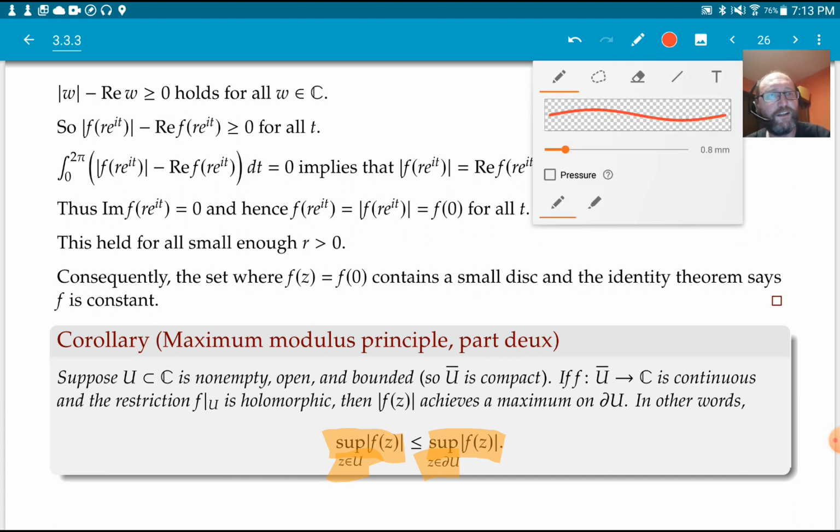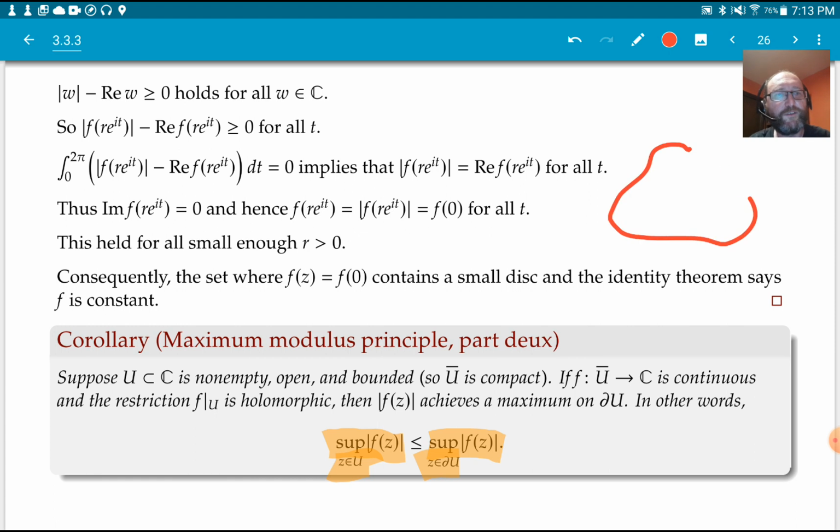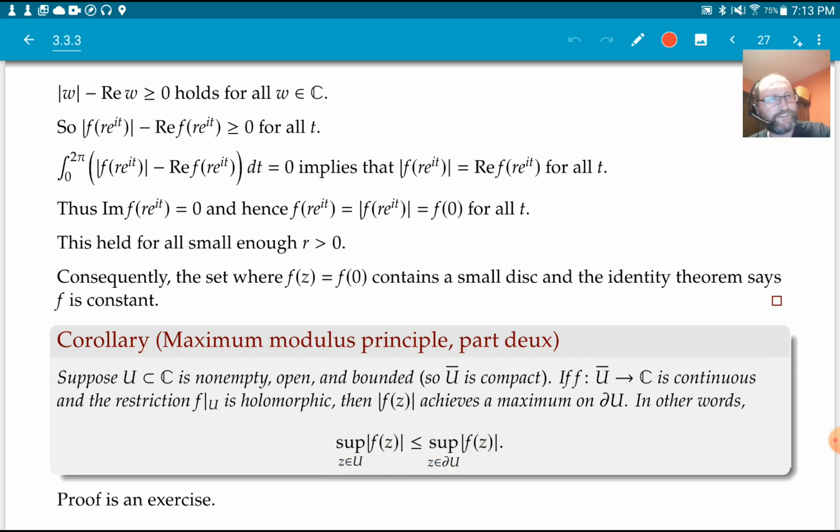So maybe a little picture here. We have our U, and the boundary of U is this red line. If we have a holomorphic function that's continuous up to the boundary, then you can just look at the values of f on the boundary, and if you can figure out a maximum for those, you have a maximum for f. It cannot be bigger somewhere inside, at some point out here. That's not possible. So that's the second version, and the proof of that is an exercise. It's not hard. All right, so that's the maximum principle. So let's stop this.